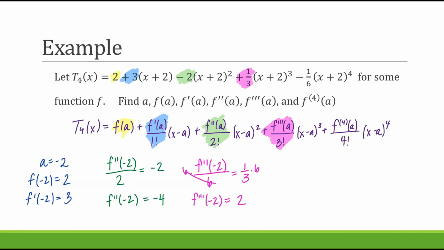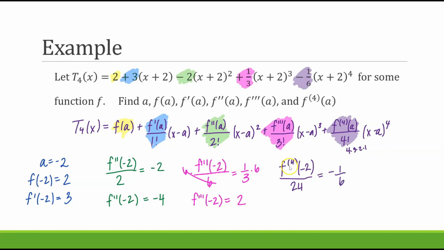And finally this last one, we're going to look at the fourth derivative evaluated at a over 4 factorial. That coefficient is going to have to equal negative 1/6. So they're the ones that go with the degree 4 term here. So setting those coefficients equal to each other, we're going to have the fourth derivative at a was negative 2, over 4 factorial. So 4 factorial is 4 times 3 times 2 times 1. So that's going to be 24. So we're going to have 24 over here is equal to negative 1/6.